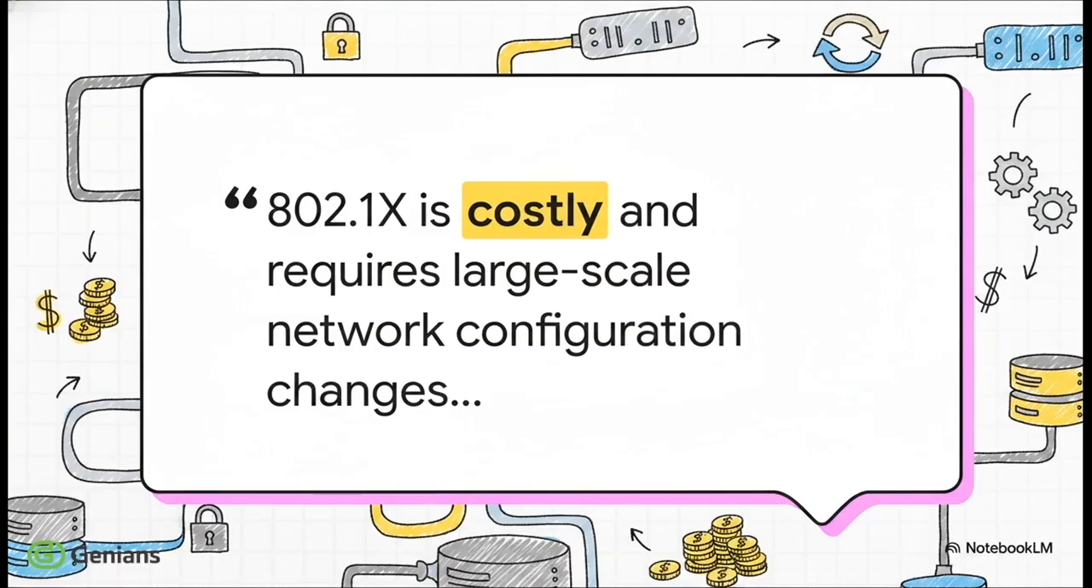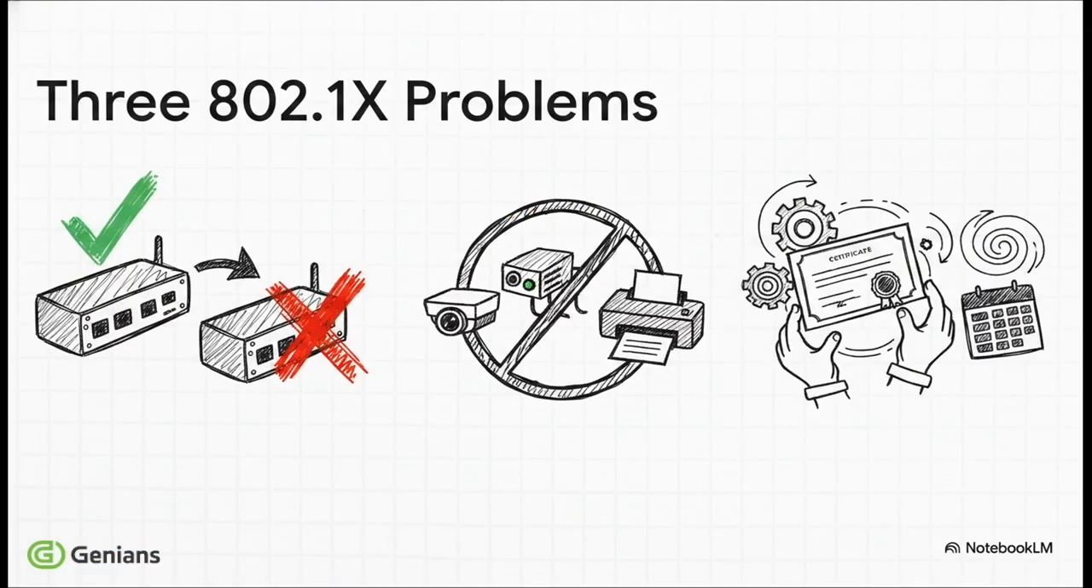The IEEE standard for port-based control is 802.1x. In practice, it presents specific operational challenges that have been documented. As Genian NAC notes, 802.1x is costly and requires large-scale network configuration changes, and handling exceptions creates significant management overhead. These challenges show up as 3 distinct issues.